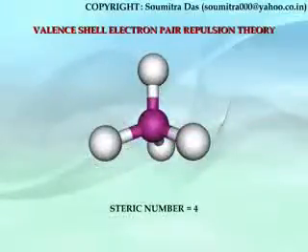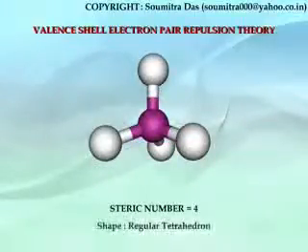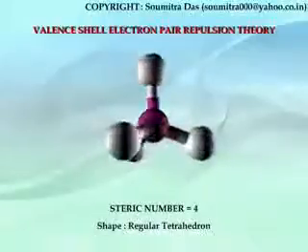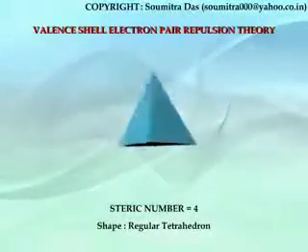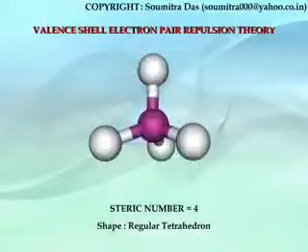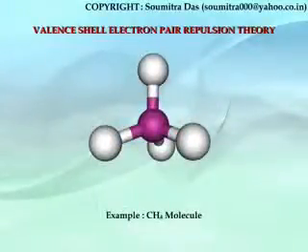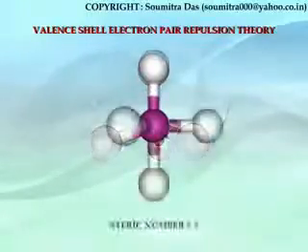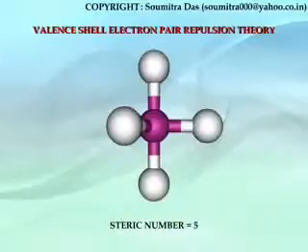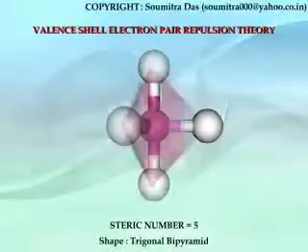When the steric number is 4, they occupy the vertices of a regular tetrahedron. The molecule is tetrahedral in shape and the bond angle is 109.5 degrees. When the steric number is 5, the shape becomes trigonal bipyramid.